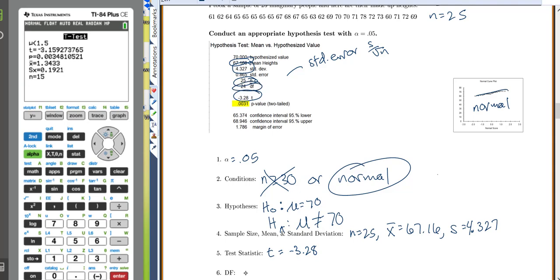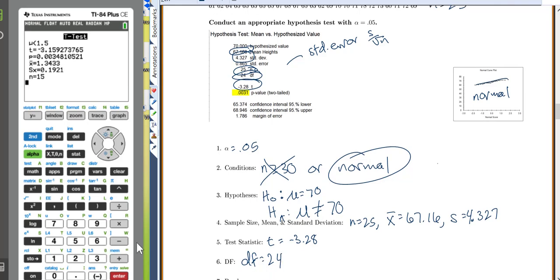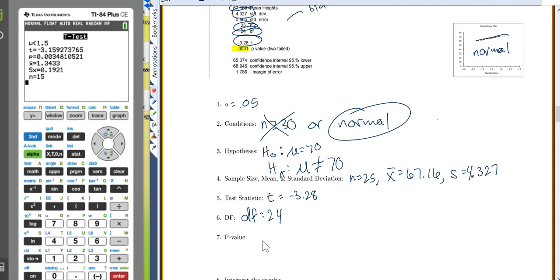Computers will usually tell you degrees of freedom. So my degrees of freedom is 24. For some reason our calculators don't, but the computers will. Our p-value, notice here, p-value equals 0.0031.